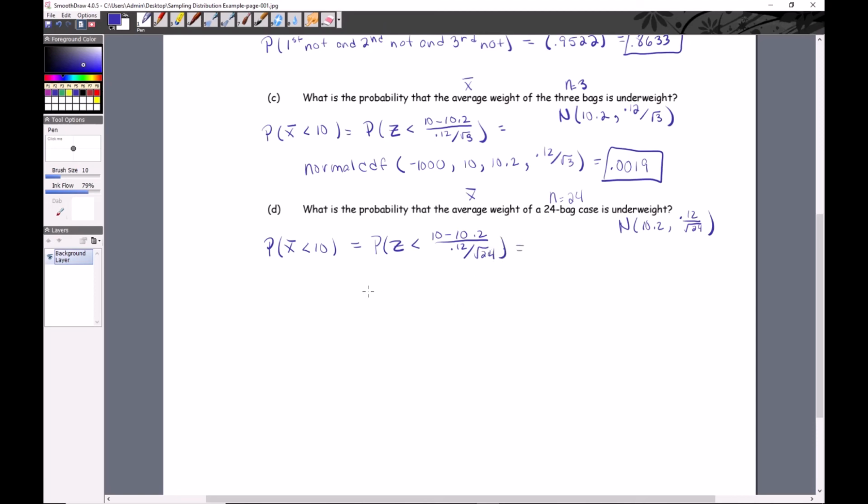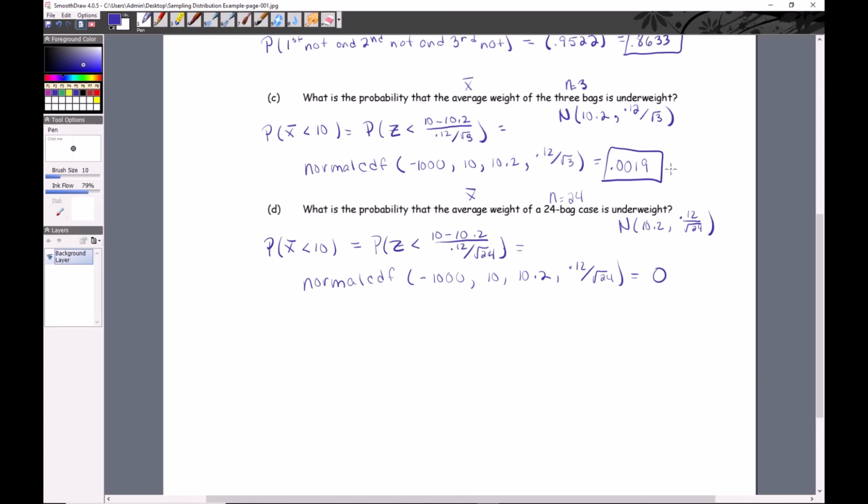That's just another normal CDF, since I've already defined my random variable and shown the Z calculation. So this is normal CDF, again negative 1,000 because it's less than, going up to 10, and the mean is 10.2 and the standard error is 0.12 over square root 24. And that is essentially 0.